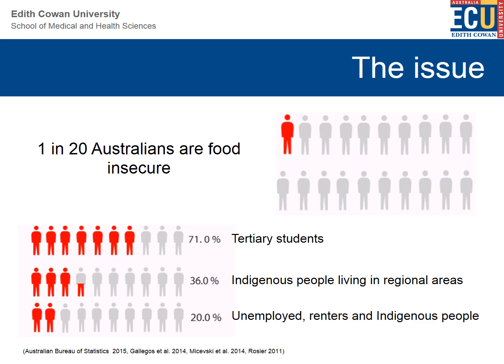Just an overview of the issue in Australia. About 1 in 20 Australians are thought to be food insecure when using the Australian Bureau of Statistics results. However, we do know that particular groups are vulnerable to food insecurity. These include tertiary students, Indigenous people living in regional areas, although all people living in regional areas are thought to be at heightened risk, those who are unemployed, renters, and Indigenous people.